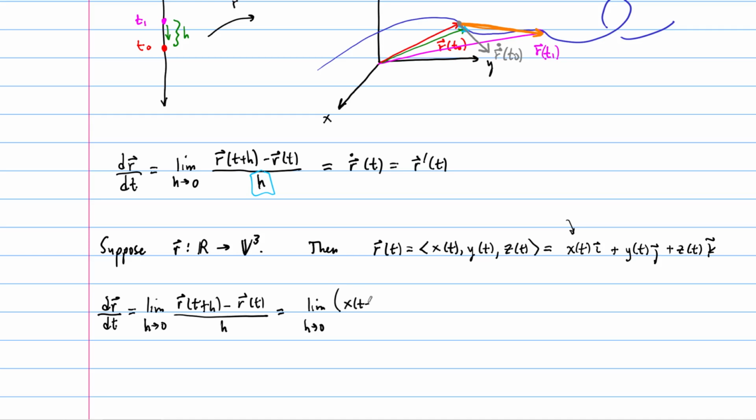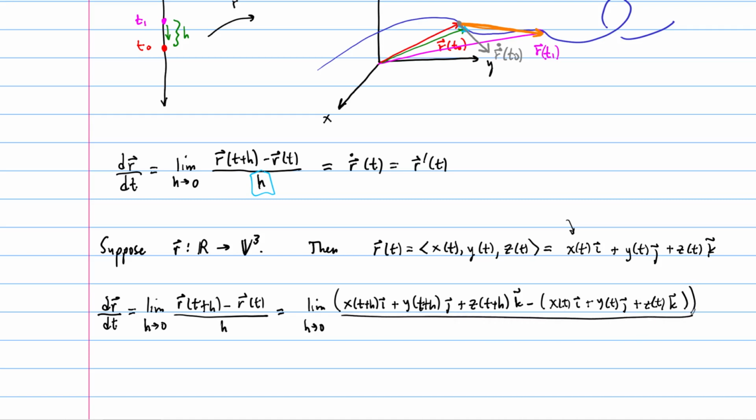So we're going to have x of t plus h times i plus y of t plus h times j plus z of t plus h times k, minus, in parentheses, x of t times i plus y of t times j plus z of t times k. I overdid it with the arrows, right? So x, y, z are just functions. They're not vector functions, so they don't need hats. And then we have all this, all divided by h.